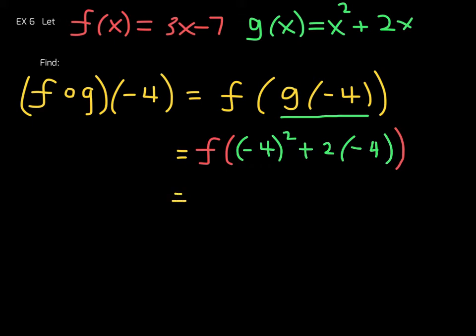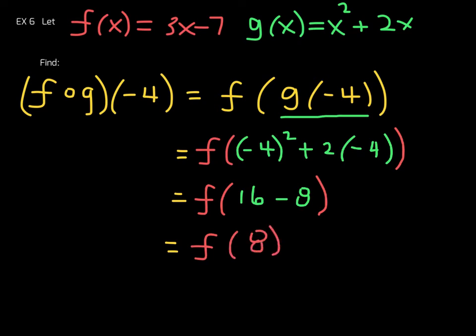So this is equal to f of, again, I'm not ready to do anything with f yet. I got to figure out what g at -4 is. -4 squared is 16. 2 times -4 is -8. So then we have now f of 16 minus 8, which is 8. So you can see now that what we're going to be plugging into function f is the value 8.